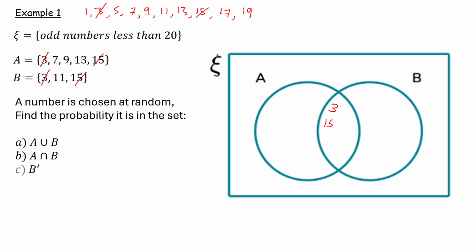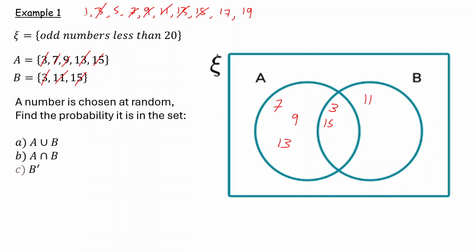And then for A, we've just got 7, 9, and 13. Let's cross those off, 7, 9, and 13. That all belong to A. And for B, we've just got an 11 that is left over. So 11.